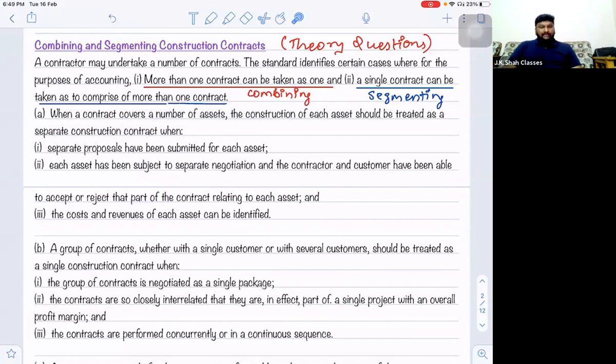So when can you combine? It is exactly the opposite. A group of contracts, whether with a single customer or with several customers, can be treated as a single construction contract. Now here, please understand.